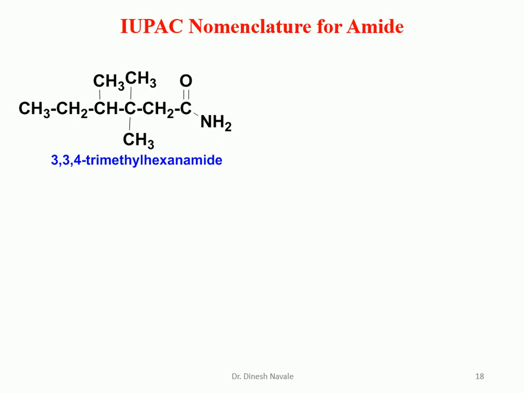Now we are going to see some complex structures in which there are multiple substituents. The functional group is amide. We have to see the longest possible carbon chain. Numbering should start from the carbonyl carbon, so it is carbon number 1, 2, 3, 4, 5, 6. So it is hexanamide, and 3 substituents are there, which are methyl. So it is a trimethyl, and the position of the substituents is carbon number 3 and 4. So it is going to become 3,3,4-trimethylhexanamide as the IUPAC nomenclature for the amide.